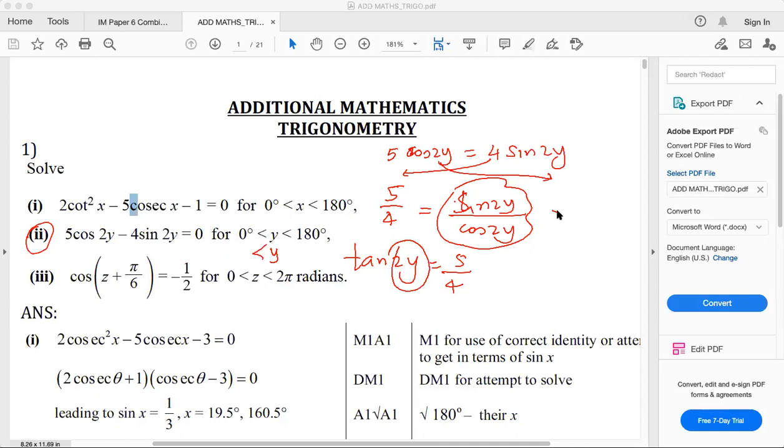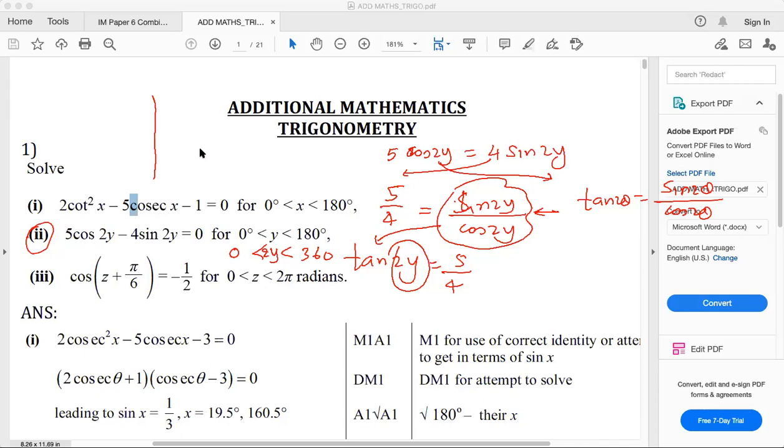Here is some clarity in case you didn't understand how I got from here to here. As you know, tan 2 theta is sine 2 theta over cos 2 theta. That's the identity I used here. Now if y is between 0 and 180, then 2y, which we solve for first, will be between 0 and 360. Step number 2 is to locate which quadrant your possible angle is in.